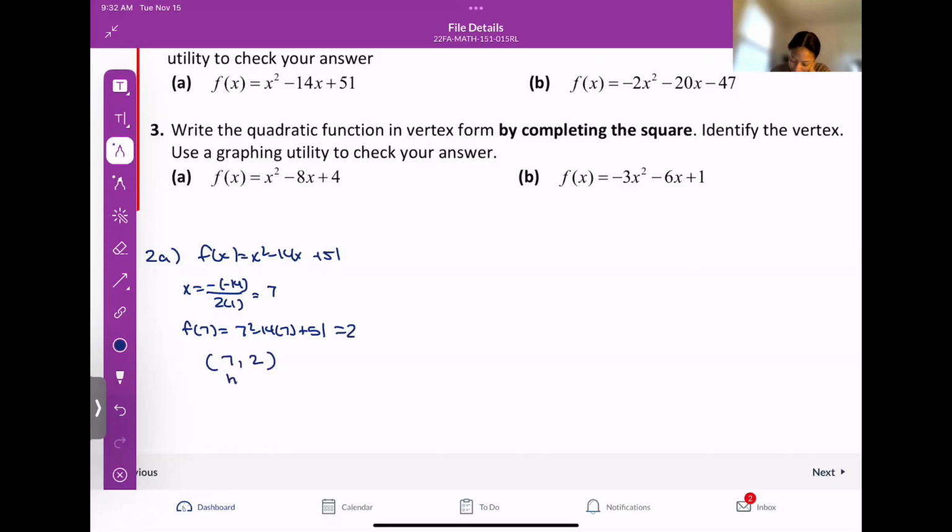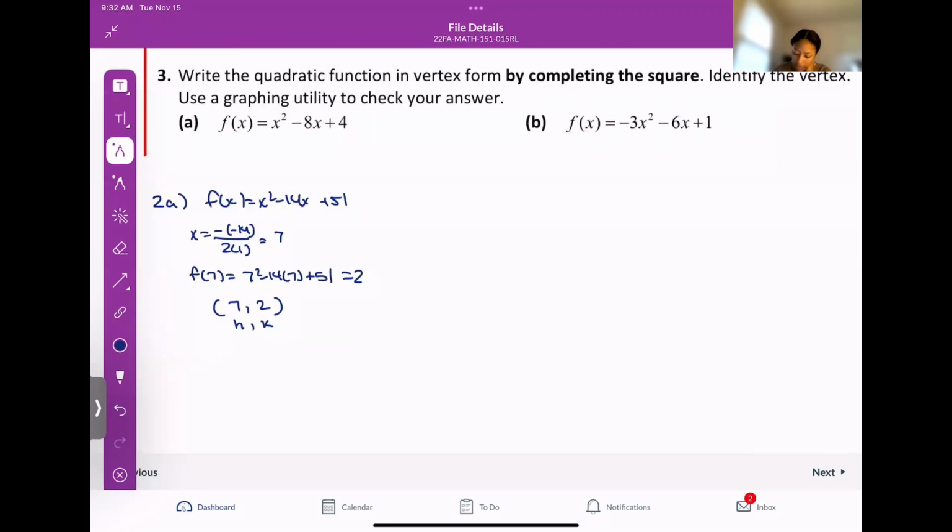This gives us h and k. Also from the original problem, we see that a is equal to 1. And then if we put those things together, f of x is equal to 1x. You don't have to write the 1. So this would be x minus 7 squared plus 2.